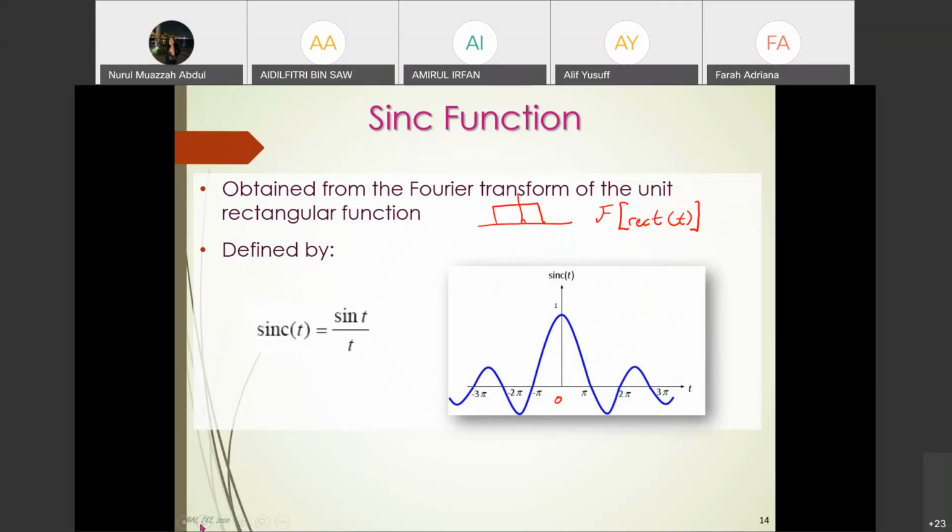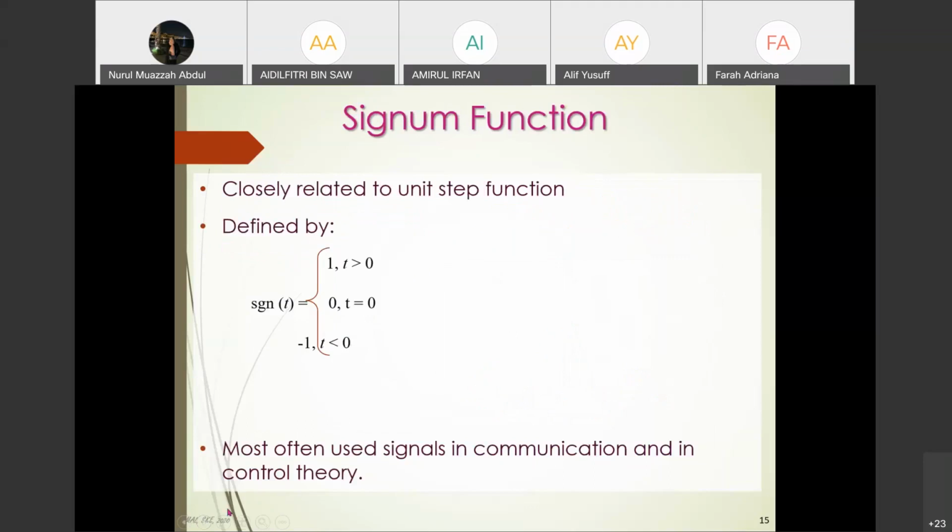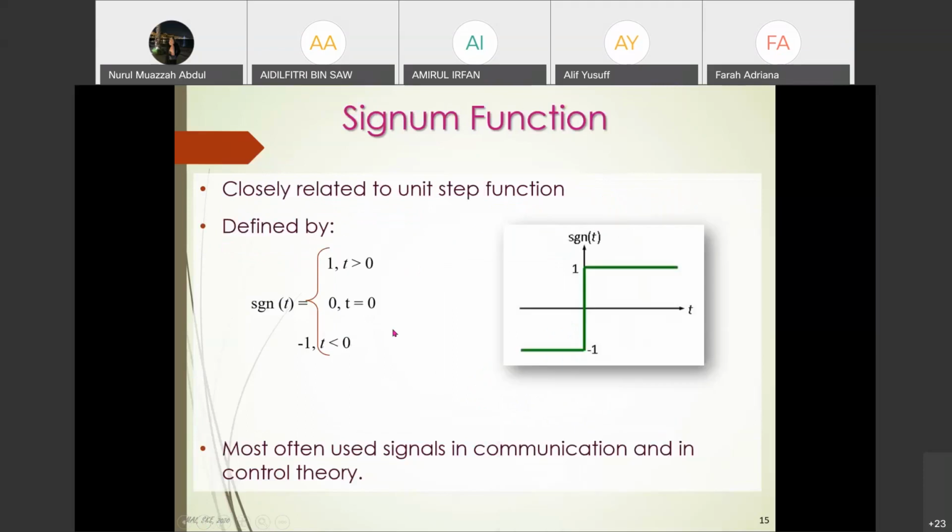Another one is signum function. Signum function is closely related to unit step function. Not all books actually define this, because you can see that this is also an addition of two unit step functions. But signum function is defined by SGN here, which means signum, equal to one when t is bigger than zero, and then zero when t is exactly zero, and then equal to negative one when t is less than zero. So this is most often used signals in communication and also in control theory. So all of these functions I think I have described.